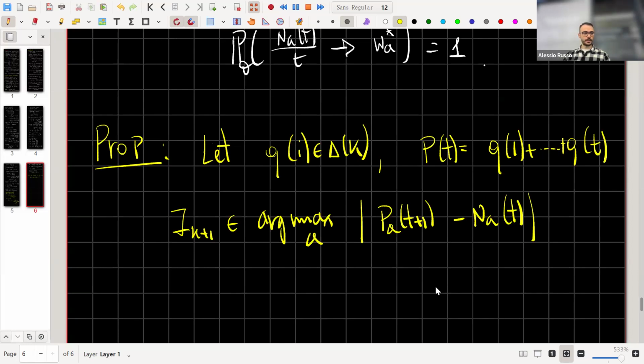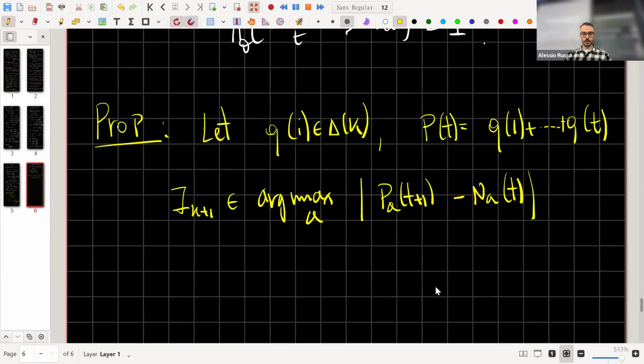This has exactly the same form as C-tracking. You see, this P A T plus 1 is a sum of distributions. We have the difference with the number of times we selected arm A. Here we have the action selection. If the action is selected in this way, then we can guarantee that the maximum over A of P A T minus N A T is upper bounded by K minus 1.